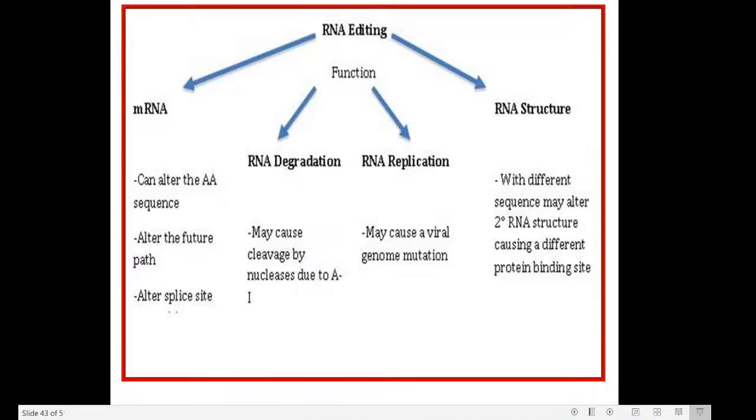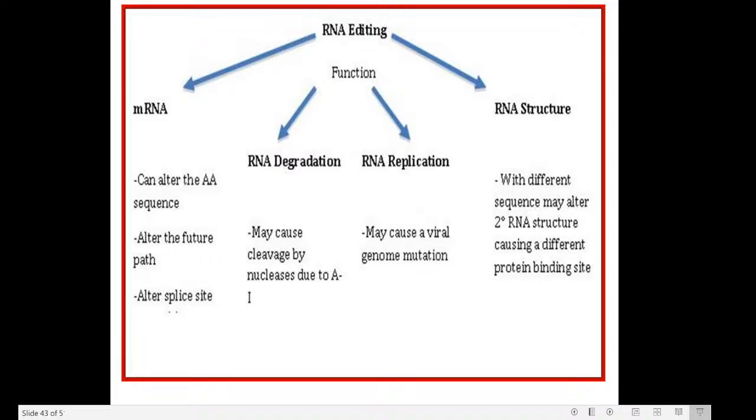We can modify the RNA by RNA editing. If you want to change the mRNA, that is based on the alteration of amino acid sequences, then altering the future pathways, then altering the splicing sites. Then another one is function-based editing, DNA degradation and DNA replication. These are all function-based editing. Another editing is DNA structure-based editing.